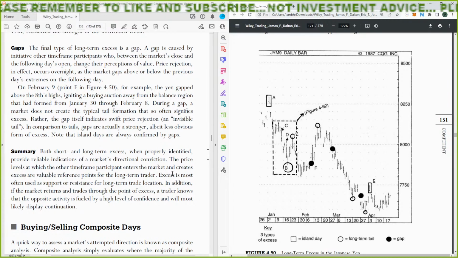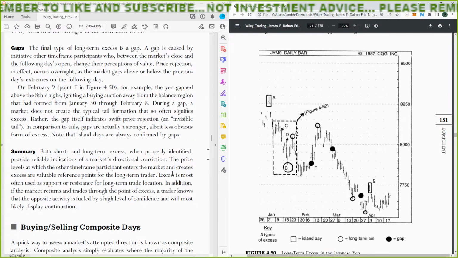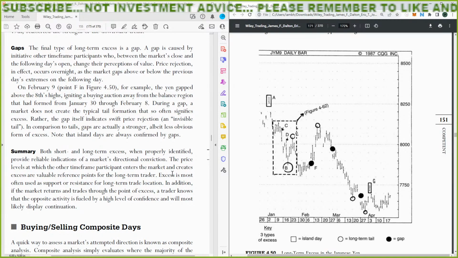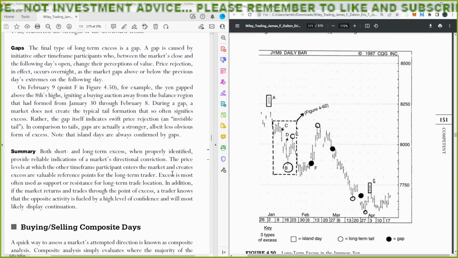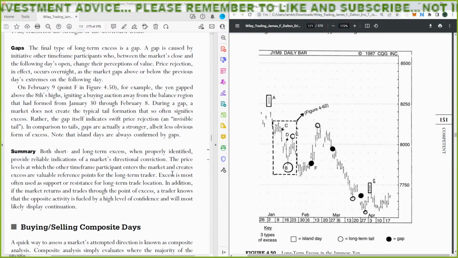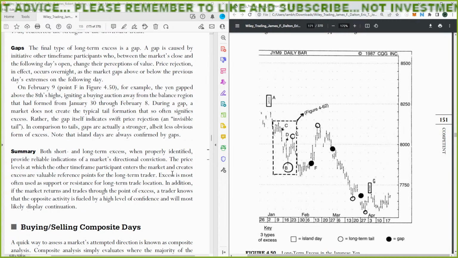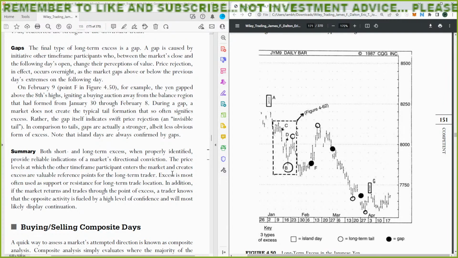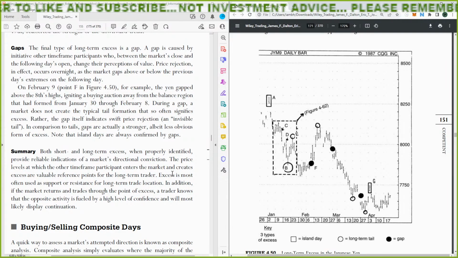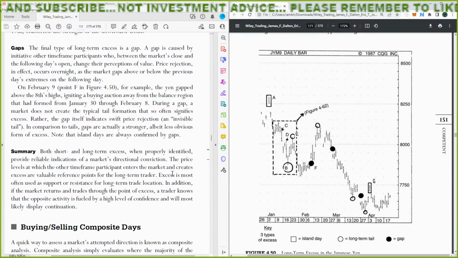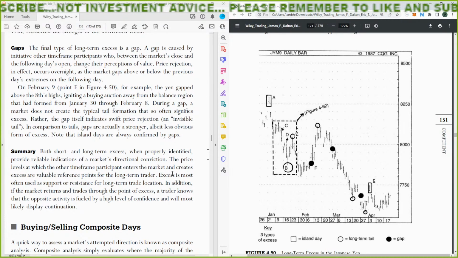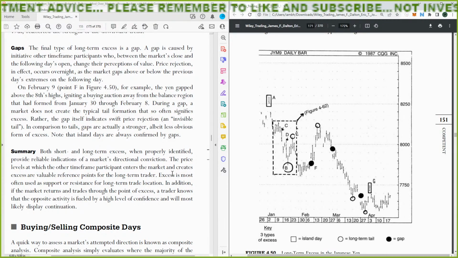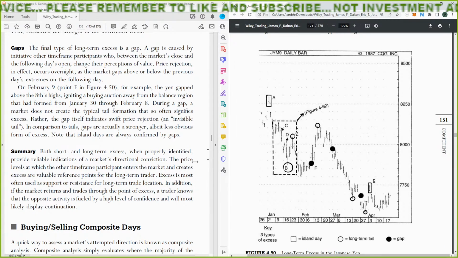Summary: both short and long-term excess, when properly identified, provide reliable indications of a market's directional conviction. The price levels at which the other time frame participant enters the market and creates excess are valuable reference points for the long-term trader. Excess is most often used as support or resistance for long-term trade location. In addition, if the market returns and trades through the point of excess, a trader knows that the opposite activity is fueled by a high level of confidence and will most likely display continuation.